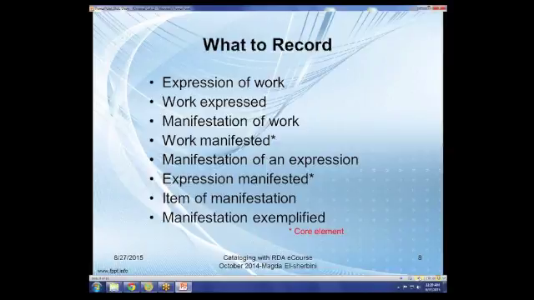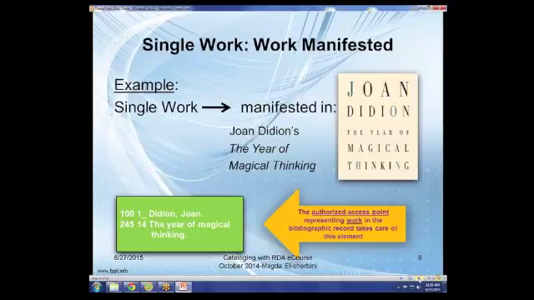We may want to record the manifestation of an expression, or the item of, and so on and so forth. And we will be getting into some instances of how this works as we go further along. So, for instance, here's a single work in a single manifestation. The Year of Magical Thinking by Joan Didion, which is a memoir. And we would record this in a MARC record in the following way.